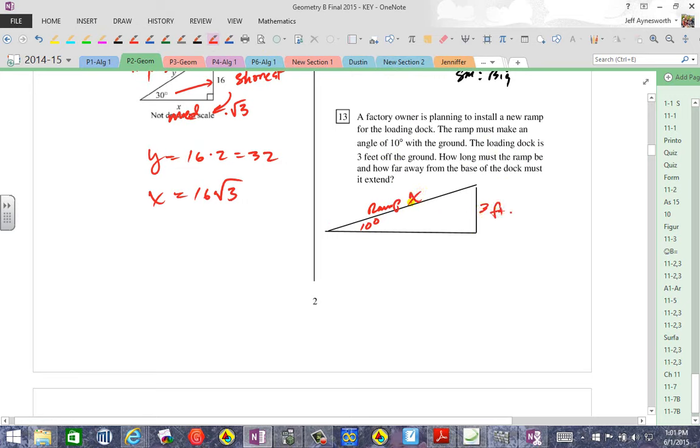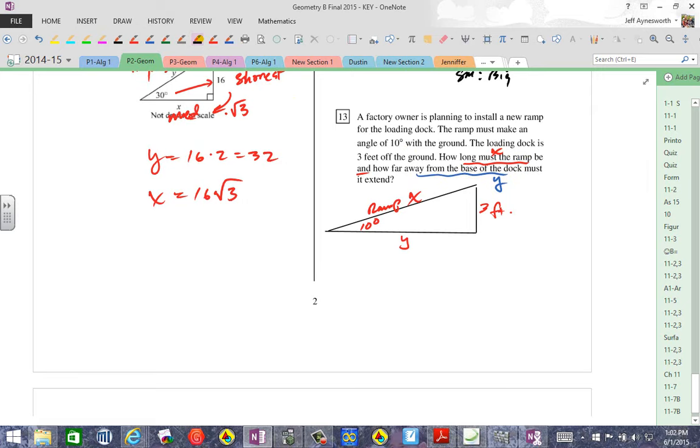Boom. Okay, how long must the ramp be, and how far away from the base of the dock must it extend? Okay, that's y. So this is right. How long does the ramp have to be? That's x. And then the second part here, how far away from the base? Well, we'll call that y. So we got to do actually two of them here, and this takes a little trig. So Sohcahtoa.